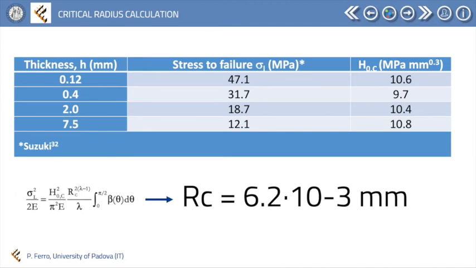This table summarizes the critical generalized stress intensity factor values as a function of adhesive thickness, obtained by using the numerical stress to failure of bonded joints found in literature. As expected, unless errors due to numerical approximation or experimental uncertainties, its H0C value is found to be adhesive thickness independent. The mean value is 10.3, and this value was used to calculate the critical radius that is found to be 6.2 multiplied by 10 to the minus 3 millimeter.